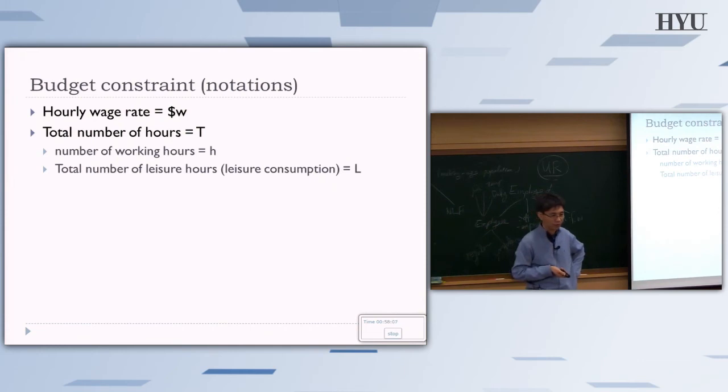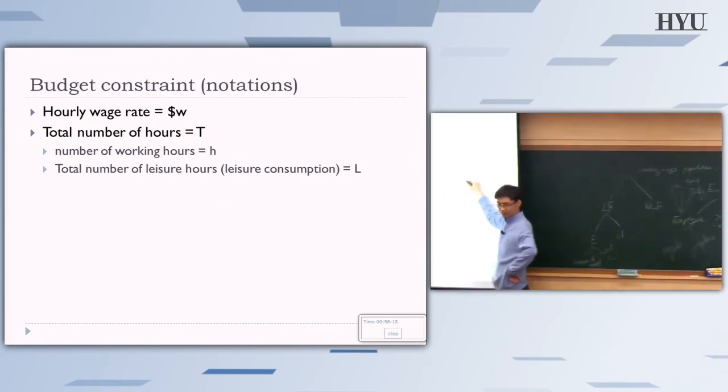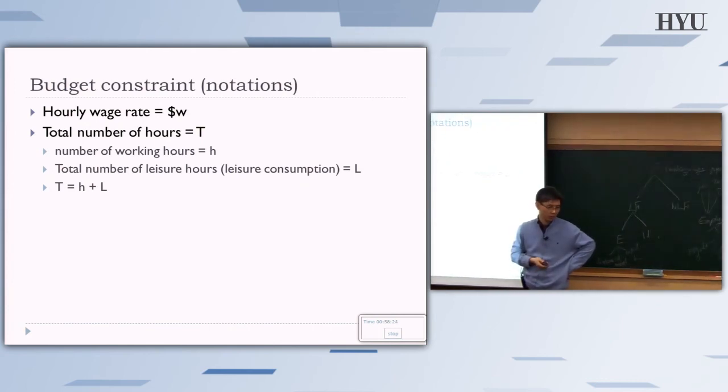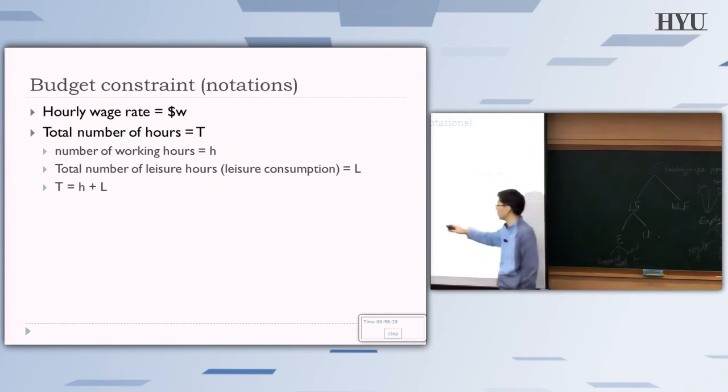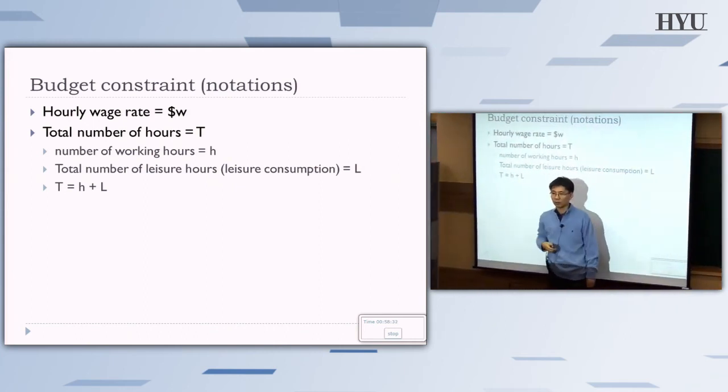Because if we use lowercase l, it looks like the number 1, so we use uppercase L. But it depends on the person. Anyway, we use L. And so we can say that T equals H plus L. That's the first assumption: the person uses total time only for work or leisure. So T must be equal to H plus L.